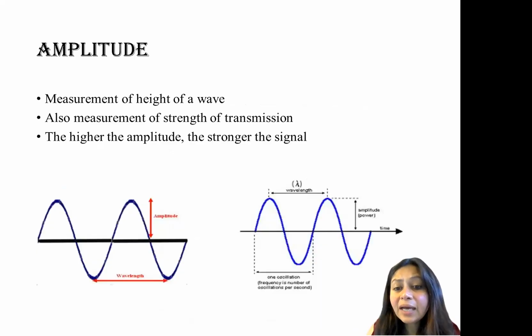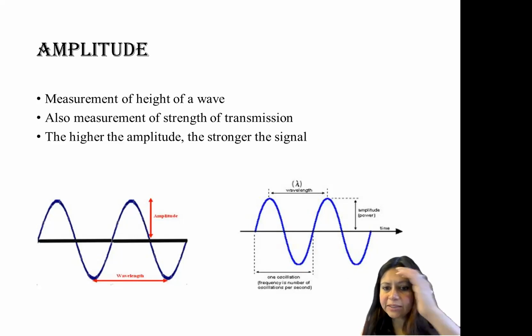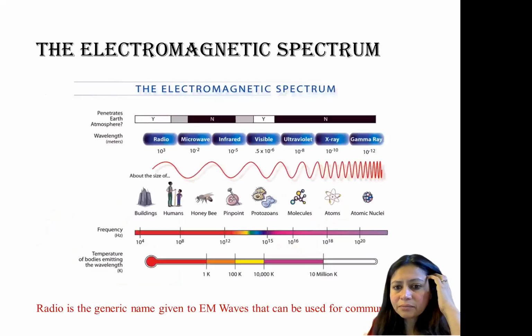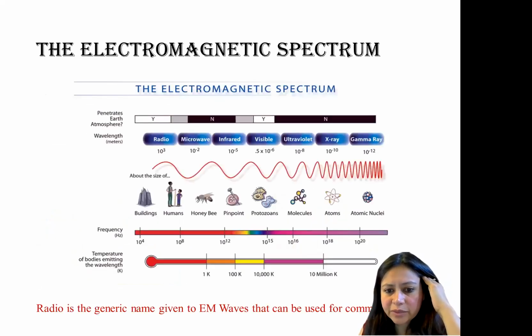And then amplitude. Amplitude is the measurement of the height of the wave. So it's also a measurement of the strength of transmission. The higher the amplitude, the stronger the signal. It's almost like the amount of energy that you're throwing into your voice. The more energy, the higher the amplitude in the signal. I show you here what the amplitude looks like. So we have wavelength, we have amplitude, and then we have one complete cycle. And then comes the electromagnetic spectrum, which we already spoke about.